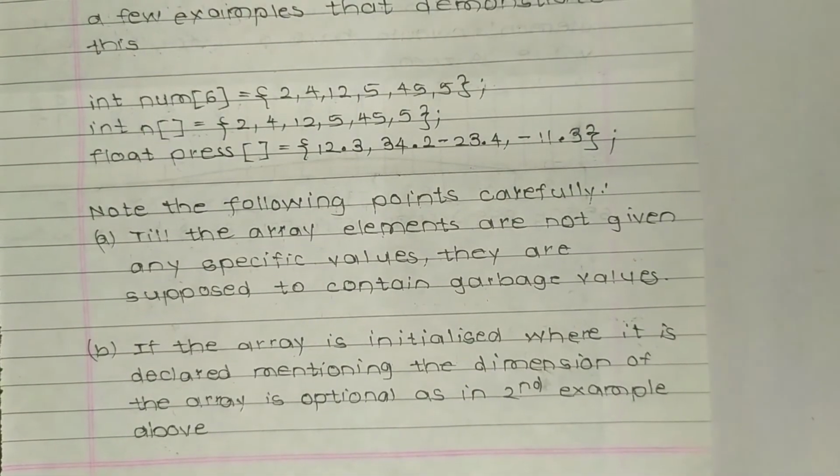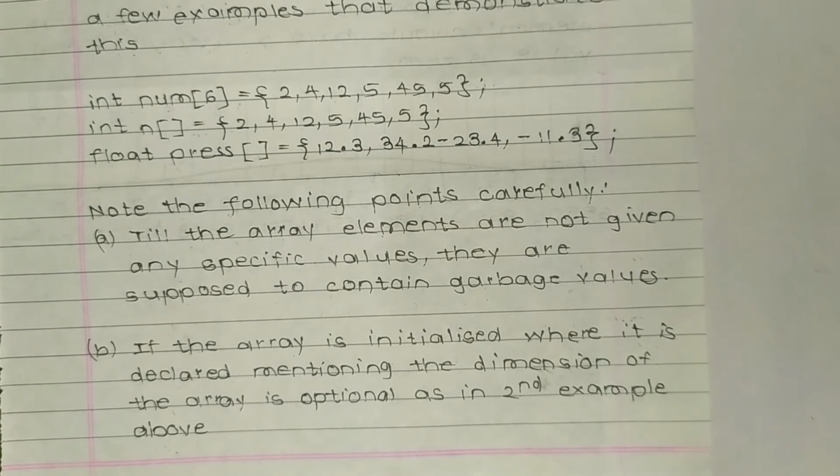int num[6], that is an array of 6 numbers which are integers. So num is an integer variable and 6 means it contains 6 elements. They are as follows: 2, 4, 12, 5, 45, 5. So these are stored in num. Now int n[], so n is also an array. It has 2, 4, 12, 5, 45 and 5.